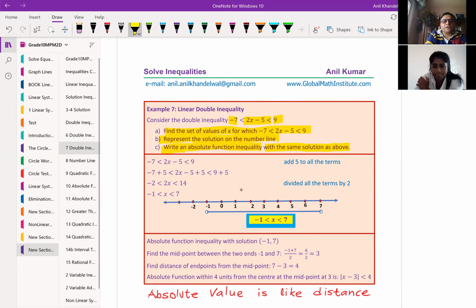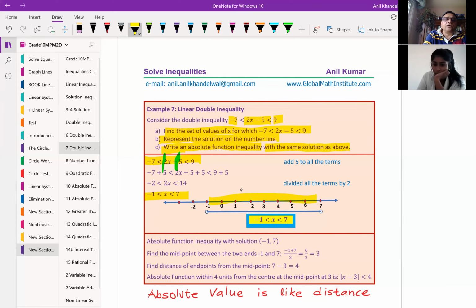Okay. Let's begin with the very first one, double inequality. 2x minus 5 is within two boundaries, which is -7 and 9. We have to isolate x. The key idea is to isolate x. How do we do it? Well, first thing is get rid of 5. You add 5 to both sides, and the second thing is to get rid of 2, divide by 2 on both sides. I should say all 3 of them, correct? So that's what we did. First we added 5 to everything, and then we divided everything by 2. And we came up with a solution which was x is within -1 and 7, which is clearly shown here on the number line as within -1 and 7.